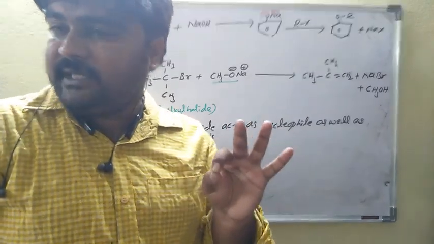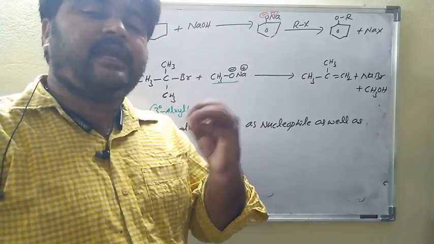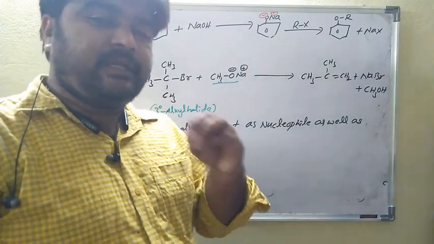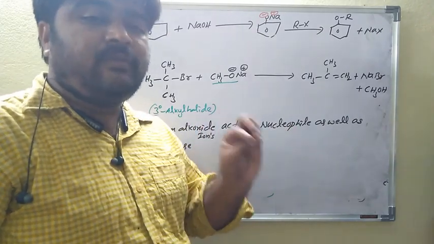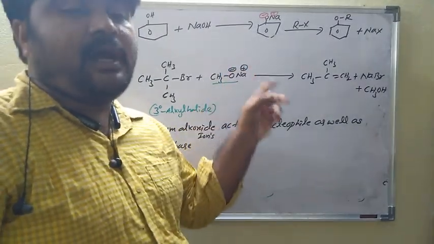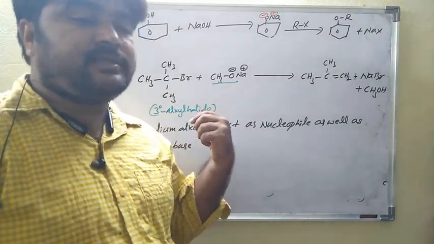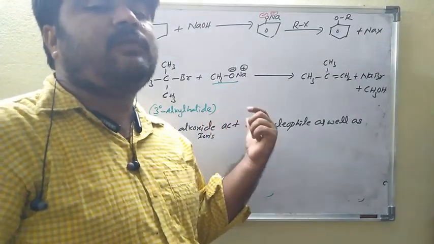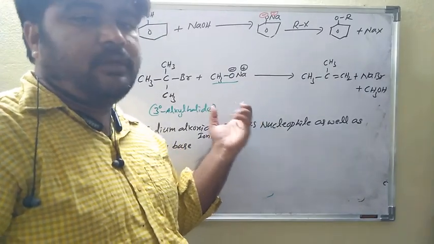From this Williamson synthesis we can prepare both symmetrical and unsymmetrical ethers. When a primary alkyl halide reacts with sodium alkoxide, it produces ethers. If secondary or tertiary alkyl halides are involved, elimination reaction takes place and gives alkene; ether is not formed. Why? Because with secondary and tertiary alkyl halides the alkoxide acts as a strong base. So with tertiary alkyl halides, elimination takes place. This is the Williamson synthesis, a very important concept.